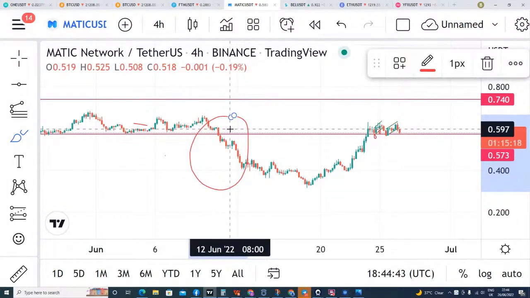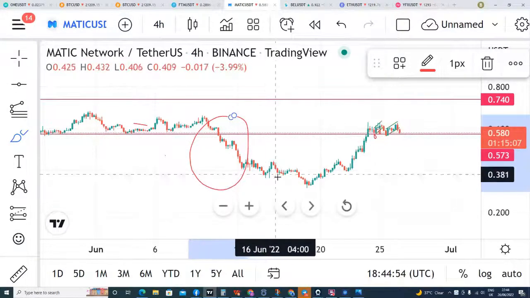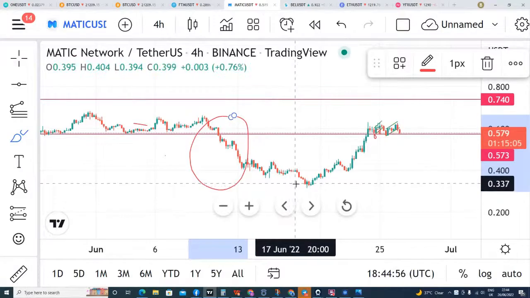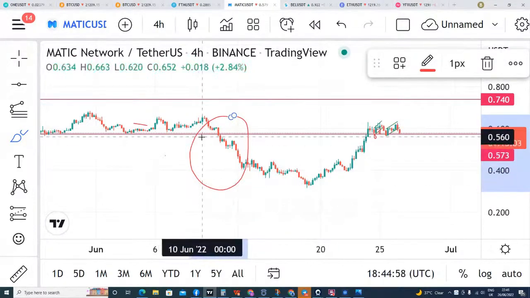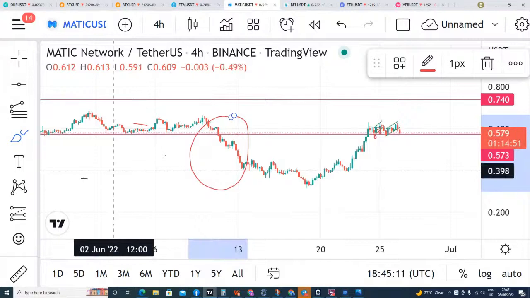And you can see it very clearly that this is actually what happened. Matic broke this support, and what happened again? It kept dropping to the lowest, to 0.33. If you are in this trade, you will make a huge amount of money by trading the breakdown. And this is what technical analysis helps you to do if you are good in it. That is about support and resistance.